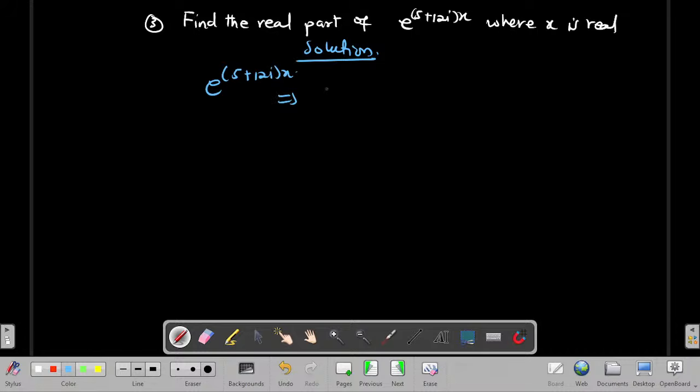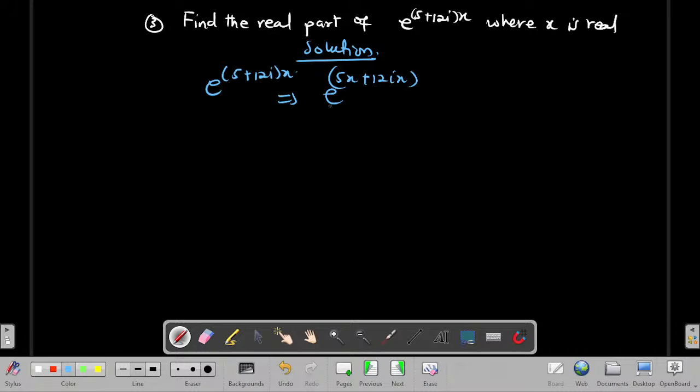So at this point, what do you do? You have to simplify your expression. The expression here is not simplified because you have x still standing out. x is a real number, as the problem already stated. If x is real, then it's just a number. But if x were a complex number, we would also have to find a complex representation. So please take note of the nature of the questions. Here you have e to the power 5x plus 12ix. So this is the first step.